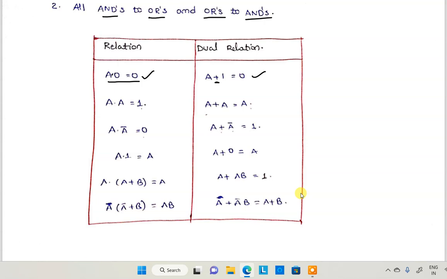Next one. A into A is equal to A. A plus A is equal to A. A into A bar is equal to 0. A plus A bar is equal to 1. A into 1 is equal to A. A plus 0 is equal to A. A into A plus B is equal to A. A plus AB is equal to A. A into A bar plus B is equal to AB. A plus A bar B is equal to A plus B. These are the duals for these particular cases.